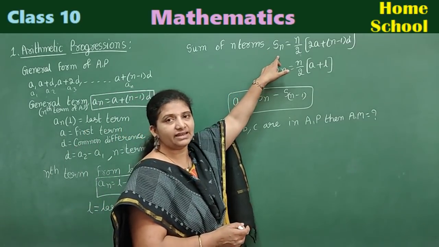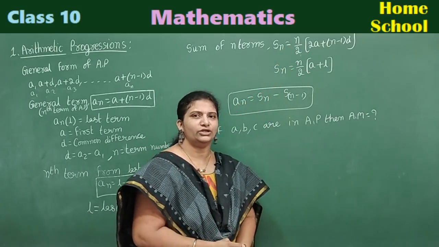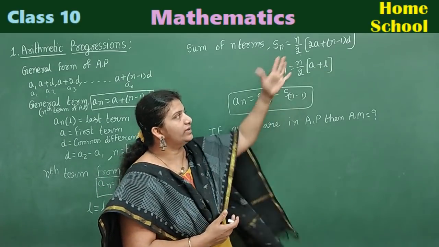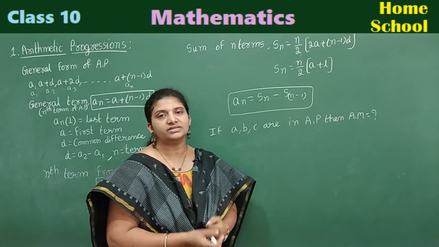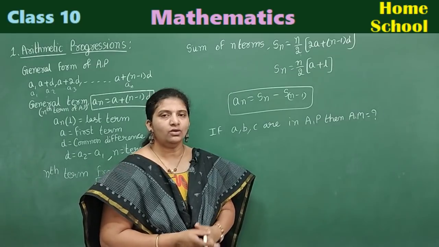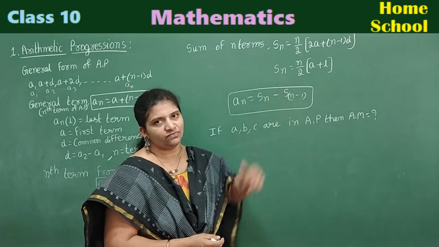The formula is Sn is equal to n by 2 into (2a plus (n minus 1) into d). When you know a and d, you can go with this formula. Okay, coming to another formula, this is also the sum of n terms. In arithmetic progression, when you know the first term and last term, you can directly apply this formula.